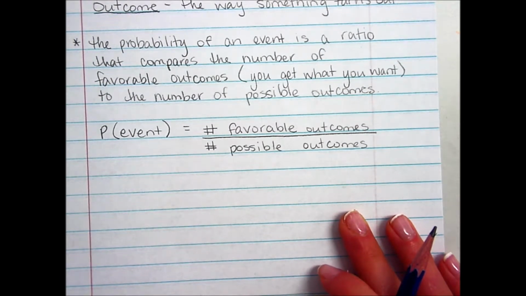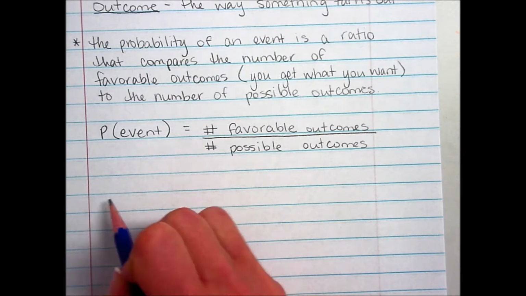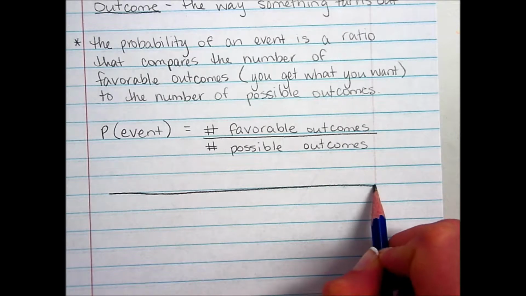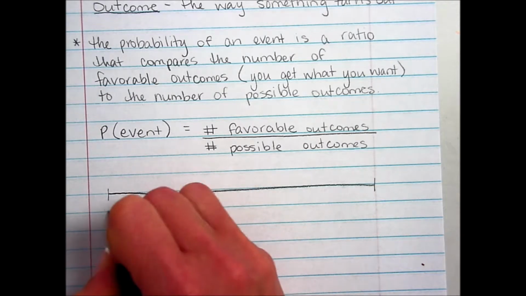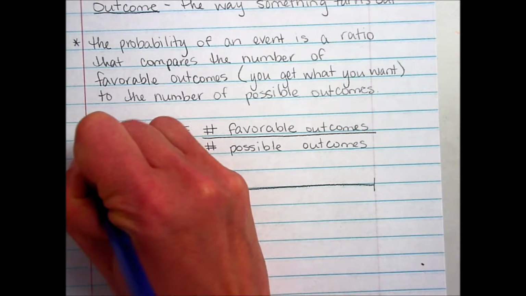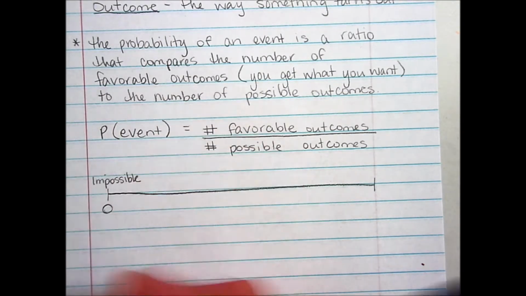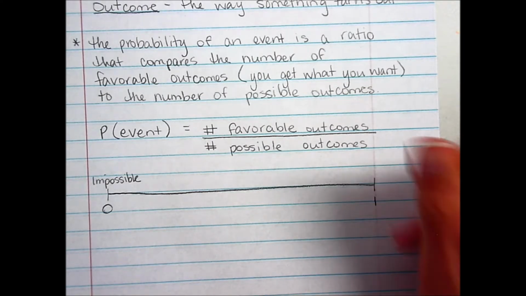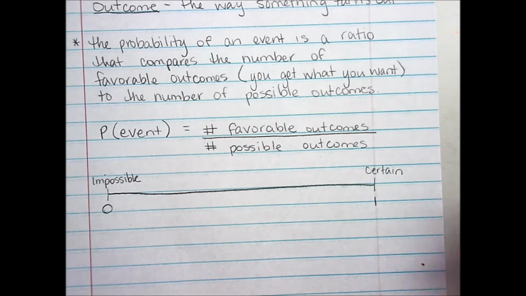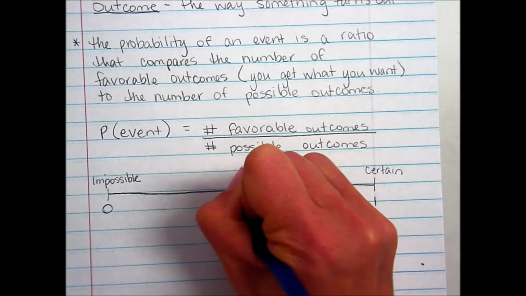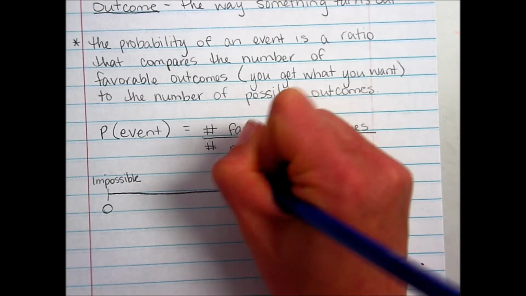Another thing you'll have to do is determine how likely an event will be to occur. And so we can put that on a scale. Looks like this. And in the scale, 0 is impossible. It will not happen. And a 1 is it will absolutely happen. It is certain. So if you're in the middle at a half, then the event is equally likely to happen or to not happen.